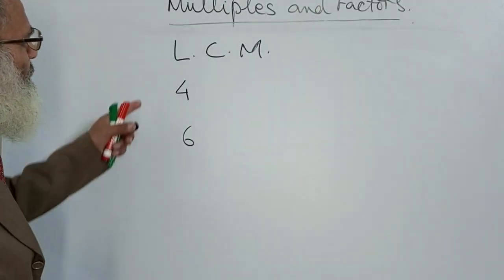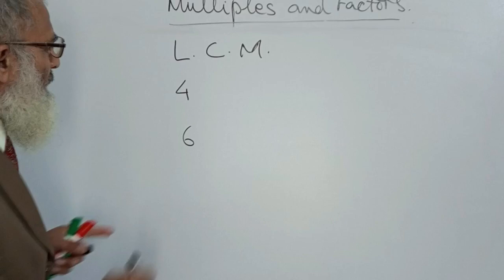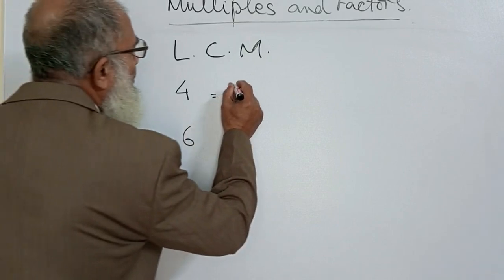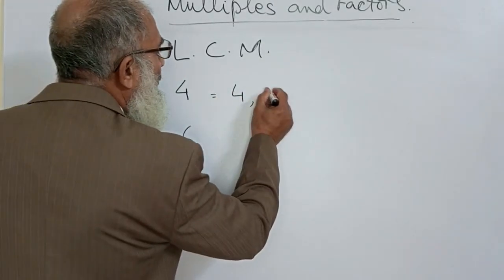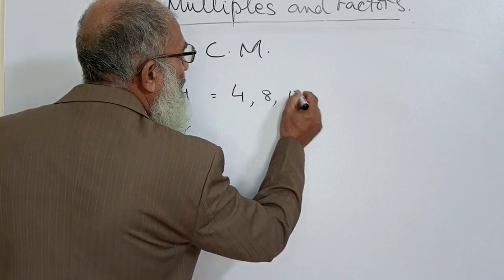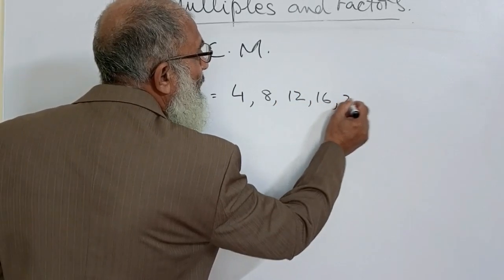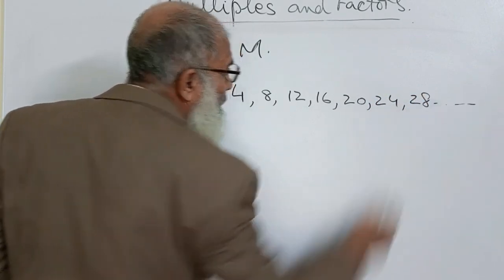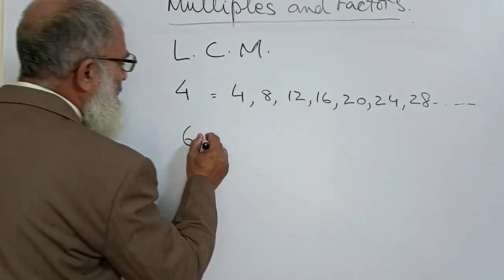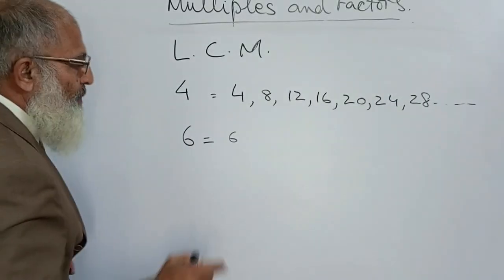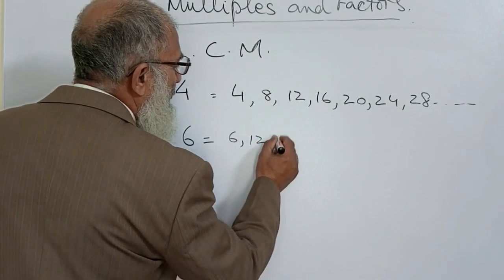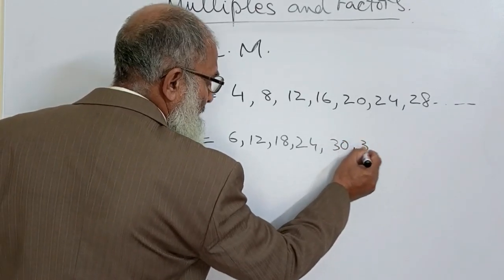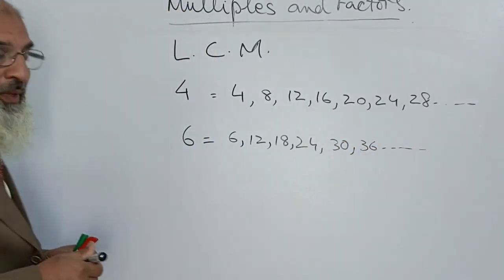Now dear students, you know that the multiples of 4 are, yes, you are right, the first is 4, 8, 12, 16, 20, 24, 28, and so on and so forth. Whereas for 6 the multiples are 6, 12, 18, 24, 30, 36, and so forth.